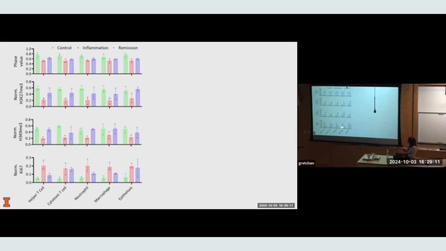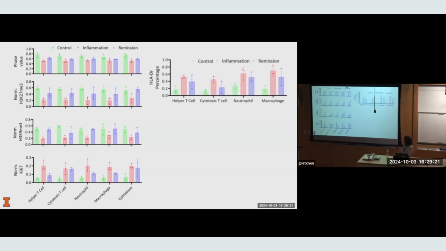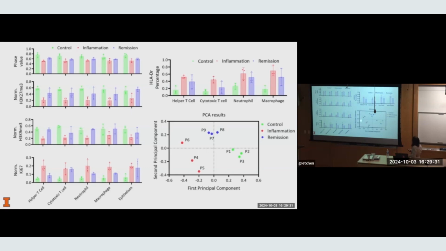So these are just different fluorescent markers that indicate the ones in remission. It's between the inflamed state and the healthy controls. This is an immune cell activation marker, so we are able to quantify this among different cell types. Eventually, this is a principal component analysis. We show the classification of different patients.